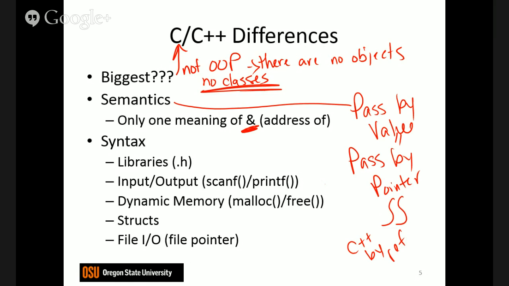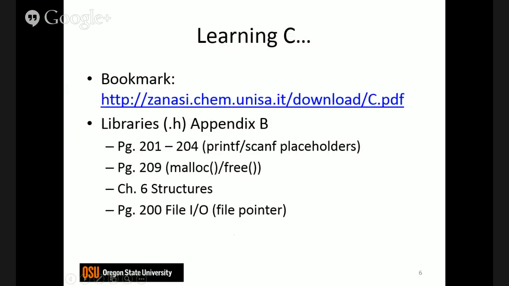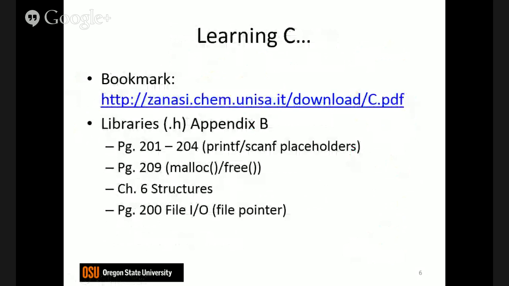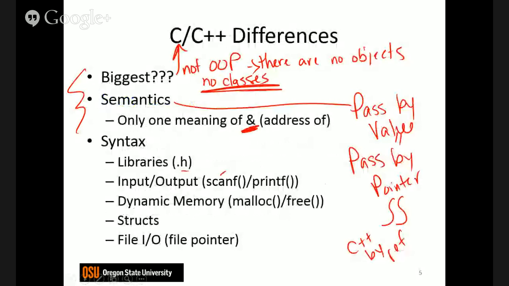Now, syntactic differences. These two are the biggies. These are the only syntax differences I can see between the two. Libraries in C use .h. The libraries didn't have a .h in C++. You still have input-output. You just have scanf, which is your cin, and printf, which is your cout. You still have dynamic memory.